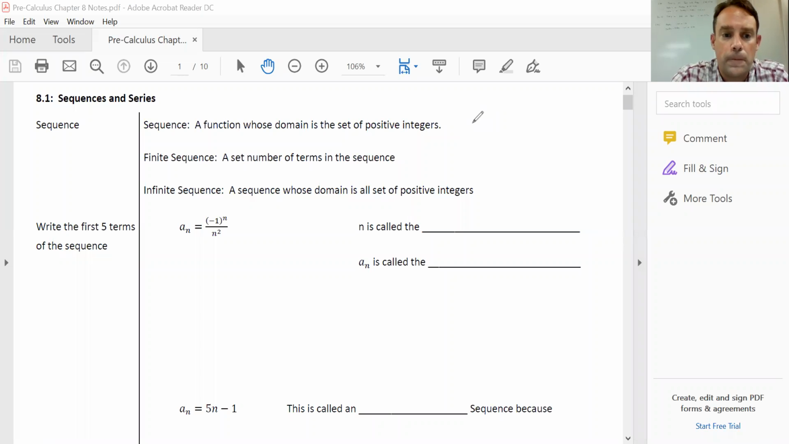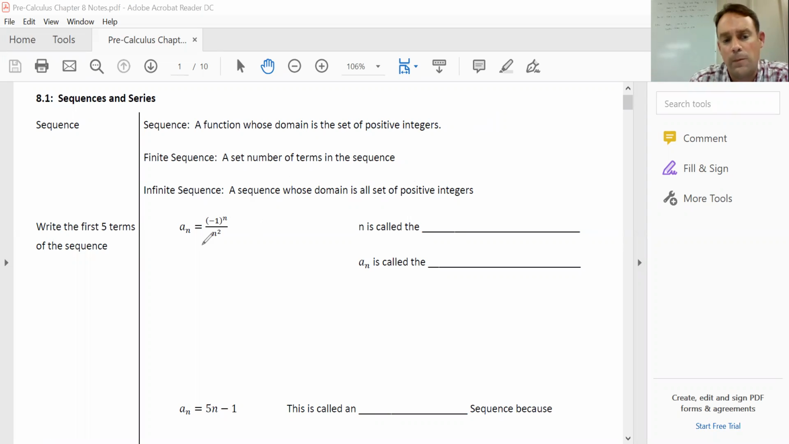So essentially, we're dealing with this idea of order, of some sort of pattern going on here. And a sequence is essentially a function whose domain is a set of positive integers. It's a bunch of entries and items.